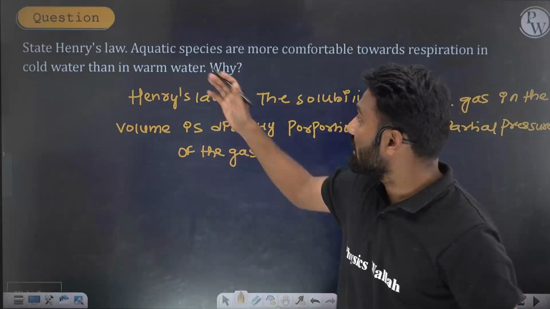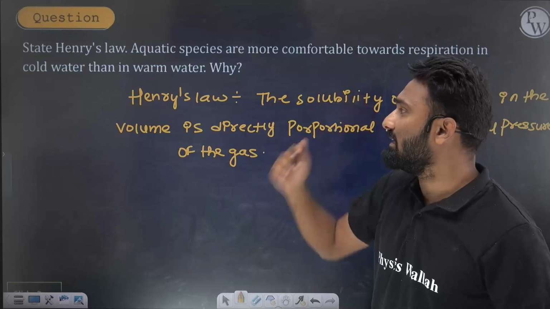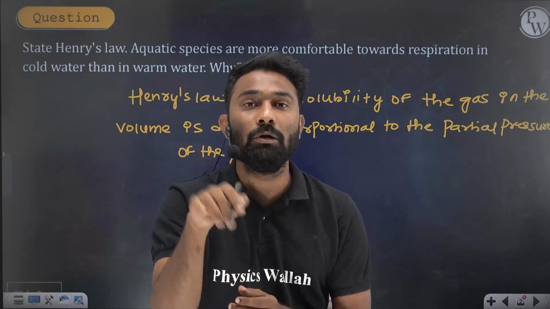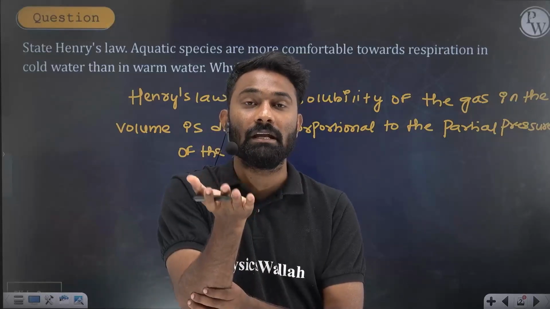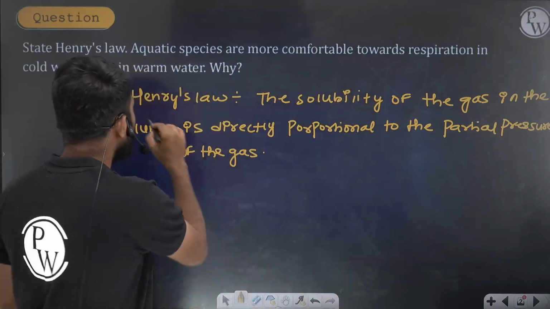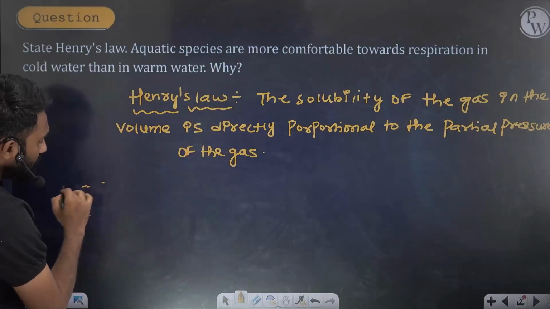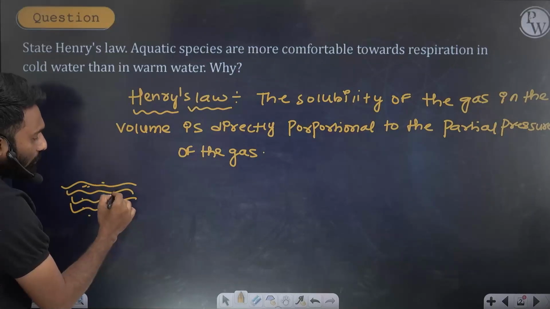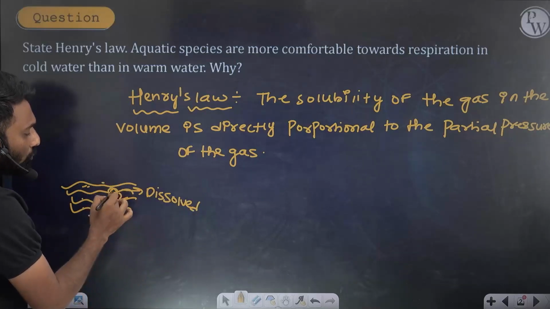Clear, right? Next: why are aquatic species more comfortable for respiration in cold water than in warm water? If you increase the temperature, solubility is inversely proportional to the temperature. So if you increase the temperature, solubility decreases, right? Now let us assume this is a river. In this water at normal temperature, oxygen is present in the dissolved form. Dissolved O2 will be present in the water.